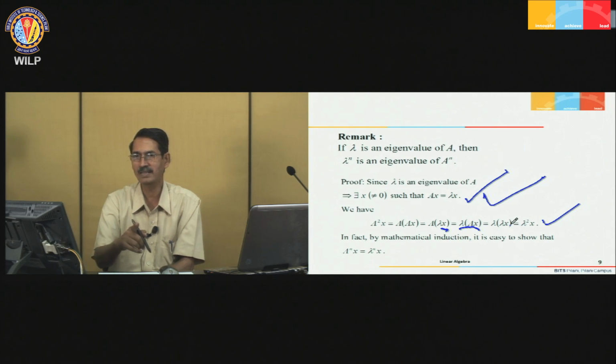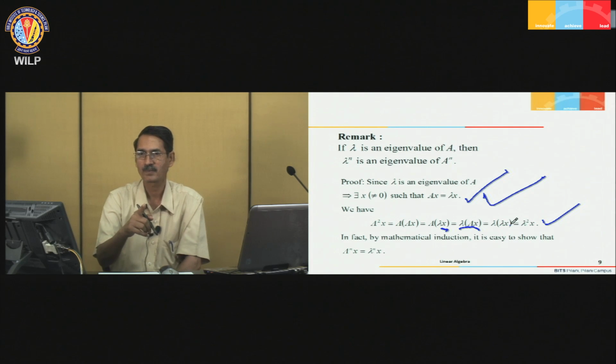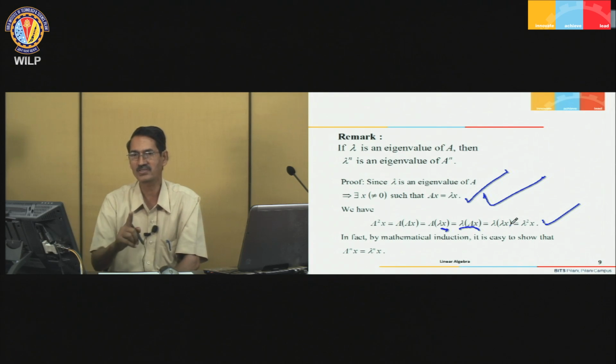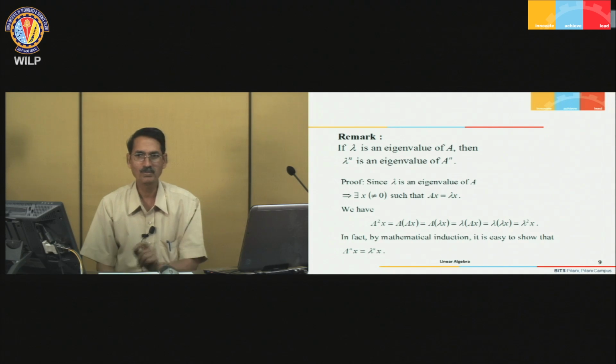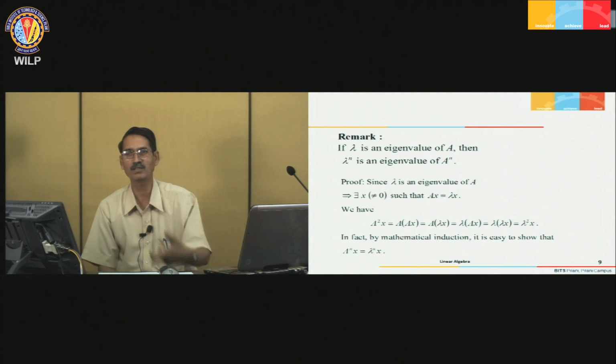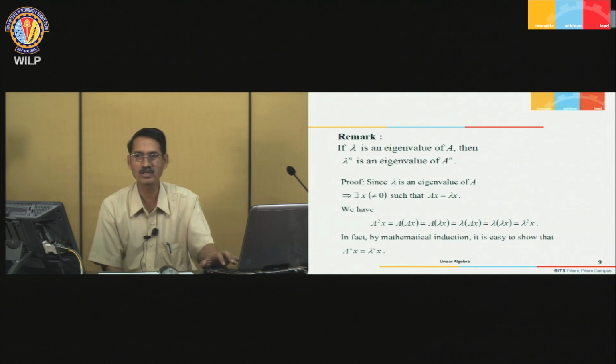Just again you can multiply by A on both sides, then you can see that A cube x is equal to lambda cube x, A to the power 4 x is equal to lambda to the power 4 x. This means that lambda to the power n is an eigenvalue of A to the power n, if lambda is an eigenvalue of A. So, remember that if you know the eigenvalue of A, therefore, you know the eigenvalue of A square also, A cube also, A to the power 4 also, and so on and so forth, you know the eigenvalue of lambda to the power n. Just by knowing the eigenvalue of A, we can calculate immediately the eigenvalues of A to the power n.